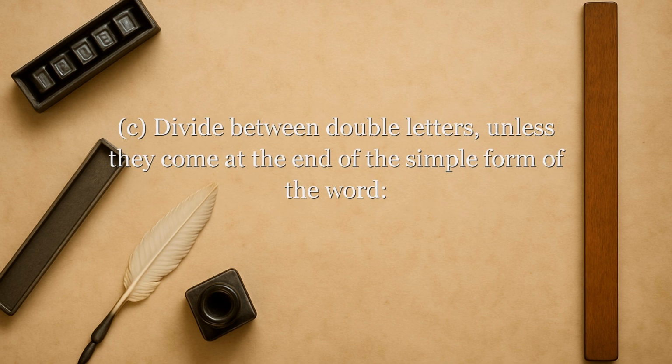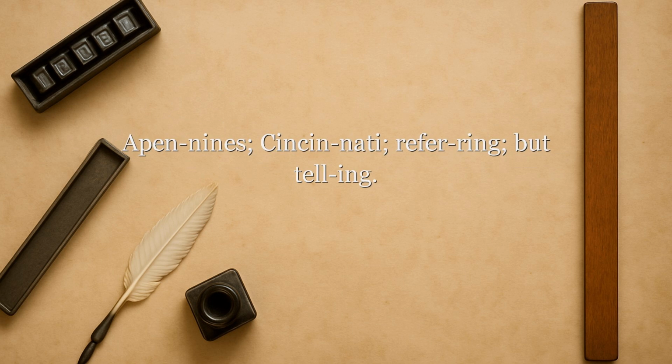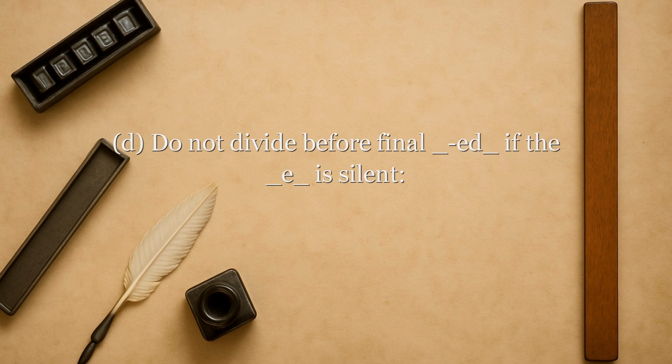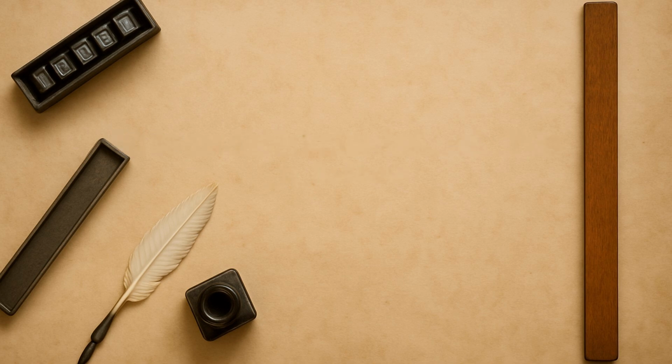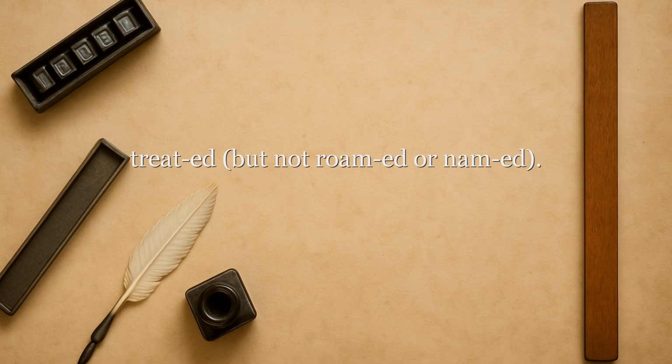c. Divide between double letters, unless they come at the end of the simple form of the word: opponents, Cincinnati, referring, but telling. Do not divide before a final -ed if the e is silent.